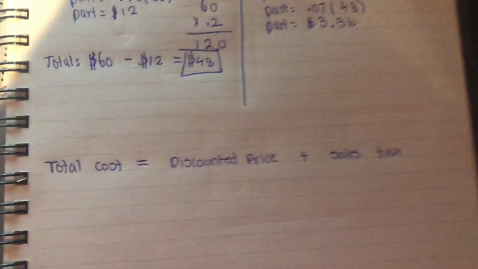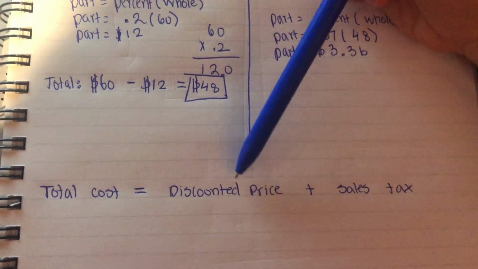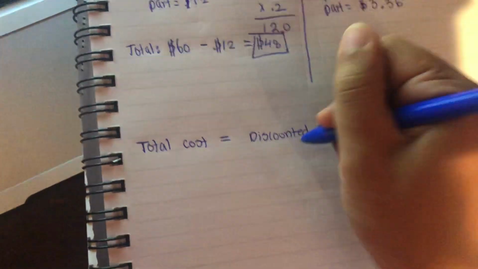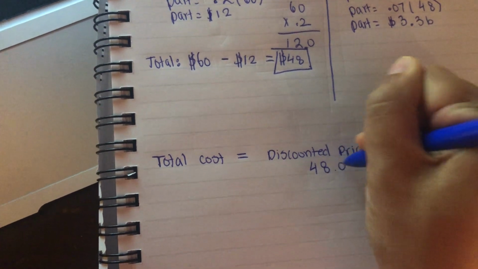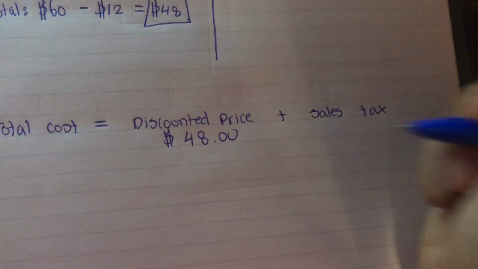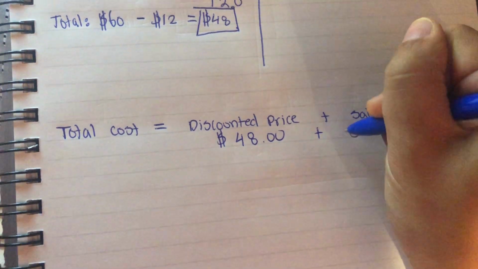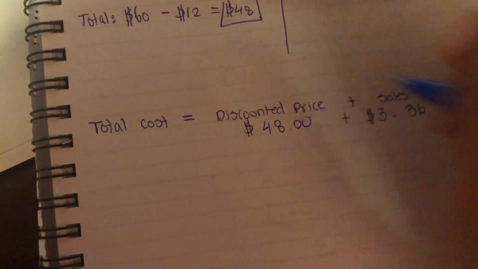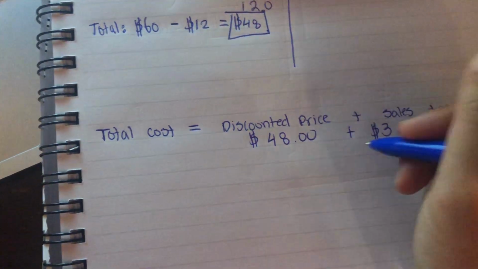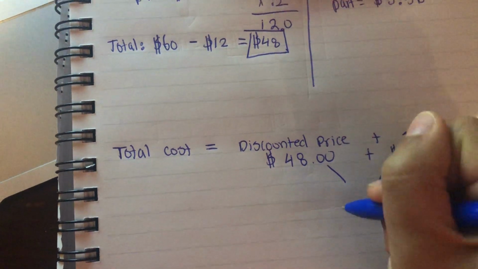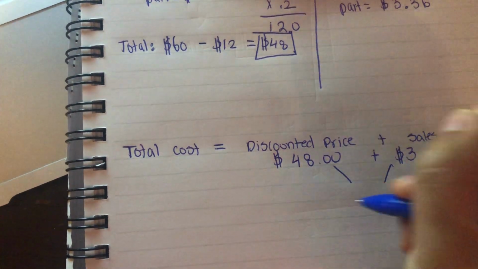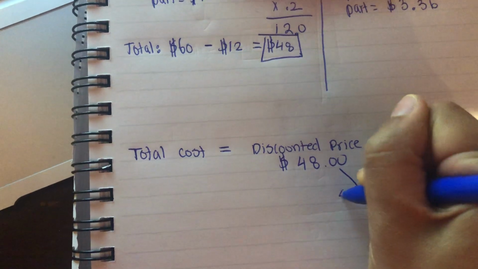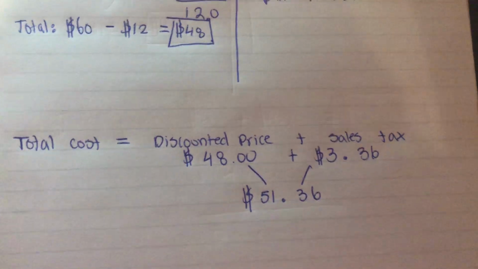So if you go to the bottom, the total cost is going to be the discounted price, right, plus my sales tax. So what we have is $48 plus $3, because that's my sales tax, and we're adding, as we talked about before, and 36 cents. And so her total cost together, Miss Matos is going to pay, this would be $51.36. So that's the final amount.